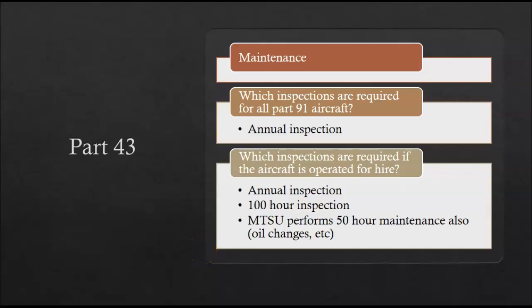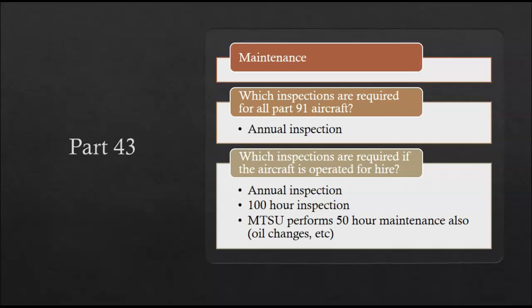Part 43 is the part of the Federal Aviation Regulations that details inspection requirements for aircraft. And a general aviation aircraft is required to have at least an annual inspection once every year. If an aircraft is for hire, in other words, if you are renting an aircraft or if an aircraft is used for charter operations, that aircraft, in addition to an annual inspection, needs a 100-hour inspection. So every 100 hours, that aircraft needs to be inspected.